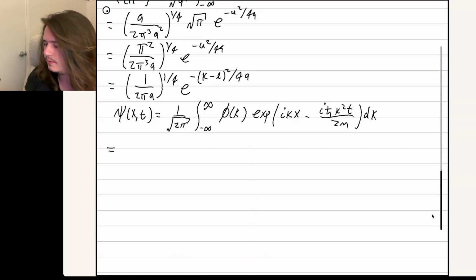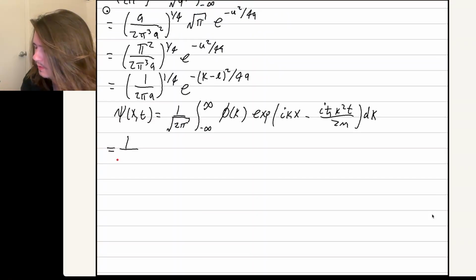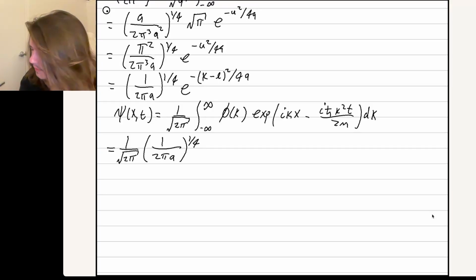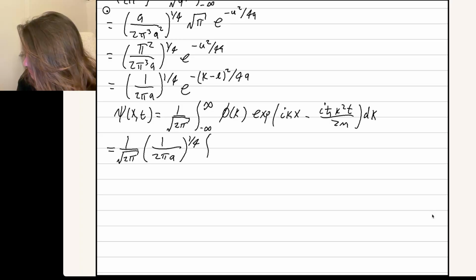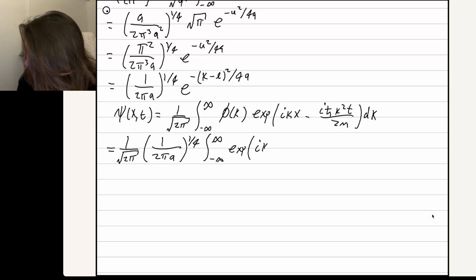So now we're looking at 1 over square root 2 pi, as well as a 1 over 2 pi a all to the 1/4. And then in the integral, we'll have a bunch of exponents. We're going to have an ikx, we're going to have a minus k minus l squared over 4a, minus i h bar k squared t over 2m.